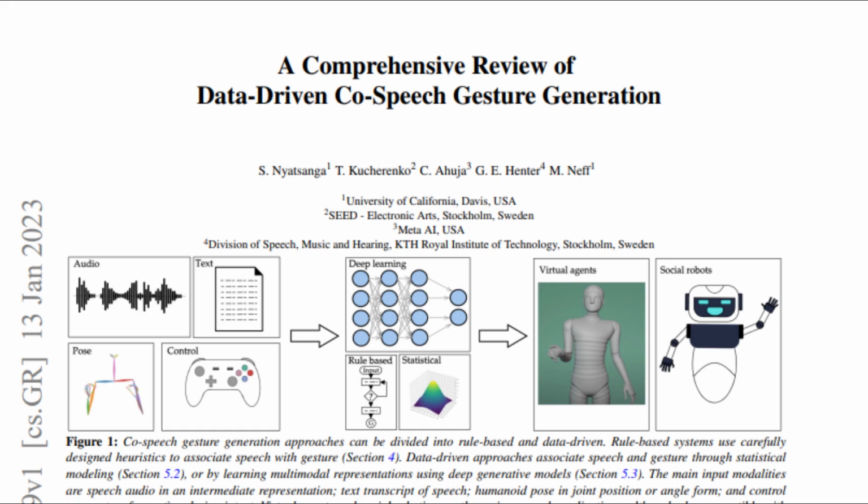Gestures that accompany speech are an essential part of natural and efficient embodied human communication. The automatic generation of such co-speech gestures is a long-standing problem in computer animation and is considered an enabling technology for creating believable characters in film, games, and virtual social spaces, as well as for interaction with social robots.